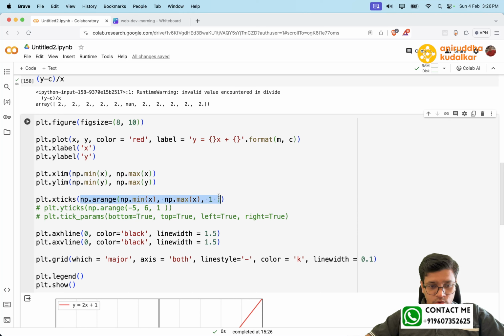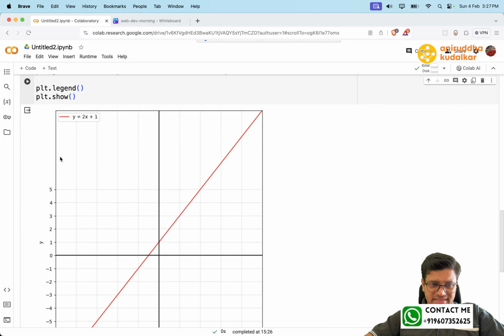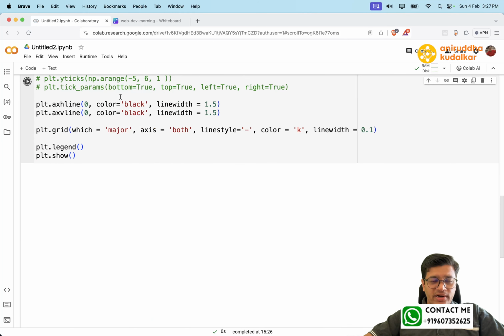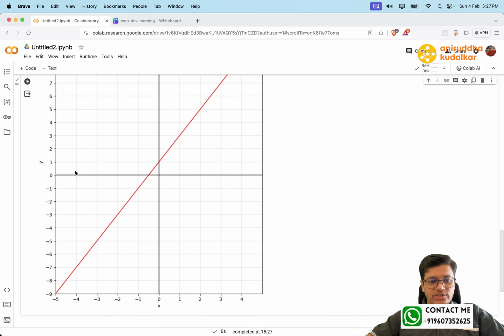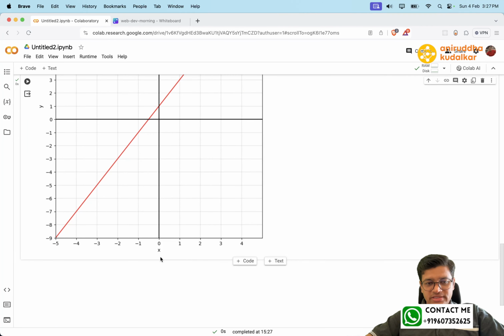This code I need to add: plt.yticks, the ticks that I have created on the y, here you can say min of y and max of y, for generating these ticks. Run all, yeah, so your ticks would be edge to edge now, and dynamically ticks are getting created. So this is the x label, y label. This is x, this is y.